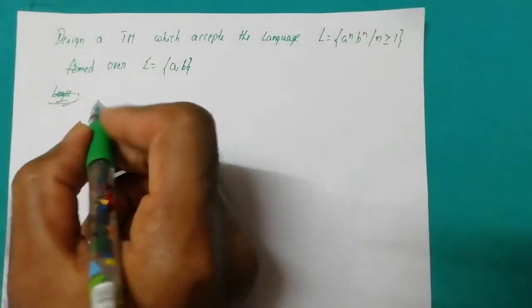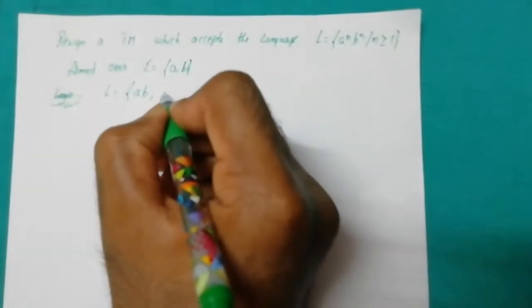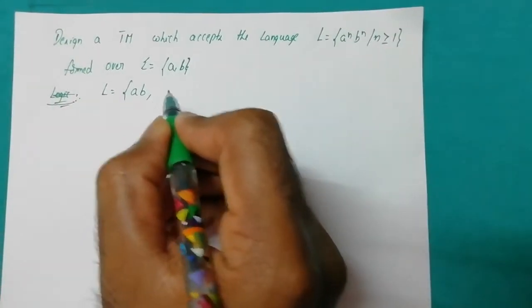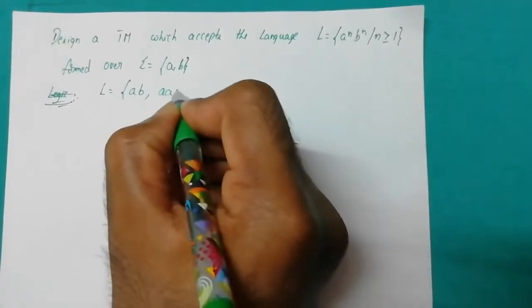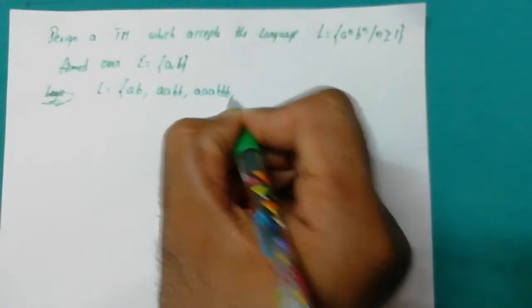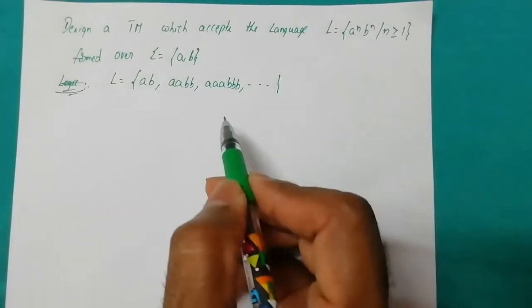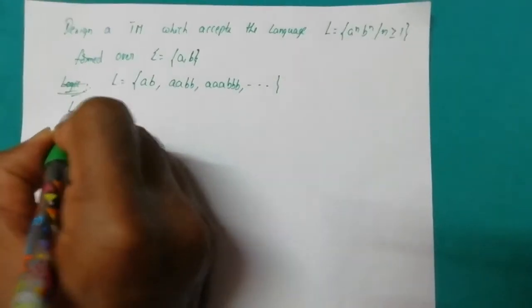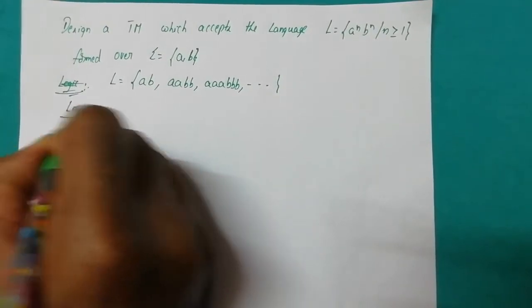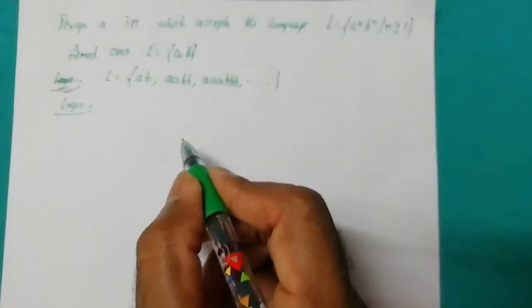The given language contains a set of strings of the form ab. It is the minimum string since n is greater than or equal to 1. Then 2 a's 2 b's, 3 a's 3 b's, and so on. The language contains strings in this form. Now we have to define the logic in such a way that we recognize exactly this language.